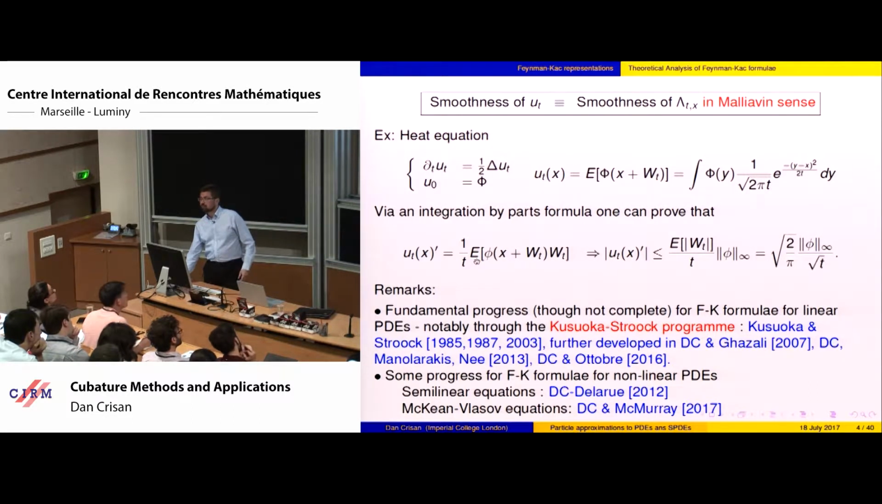I can study the various norms of the derivatives in terms of the properties of the functional in the Feynman-Kac representation. A very simple example: suppose phi is bounded. Then the supremum norm of the derivative of u is bounded by the supremum norm of phi times what is left inside the expectation, the expected value of the absolute value of the Brownian motion divided by t. I know the expected value of the absolute value of the Brownian motion is square root of t times some constant. And all of a sudden I find an upper bound very easily.